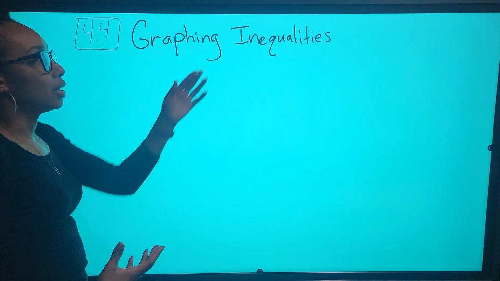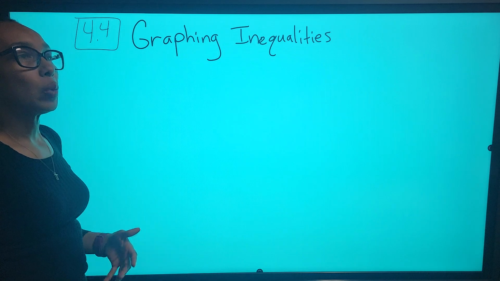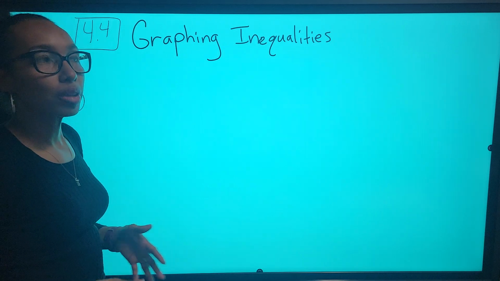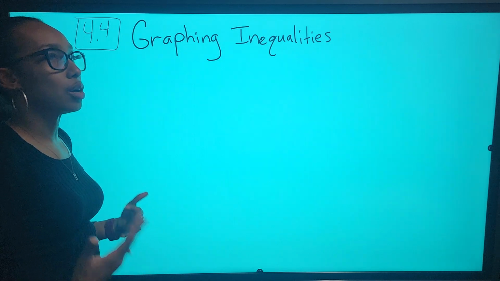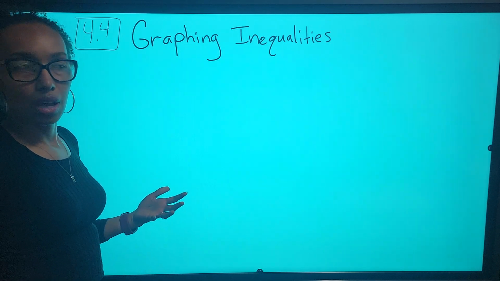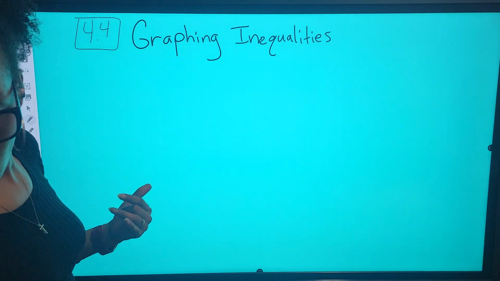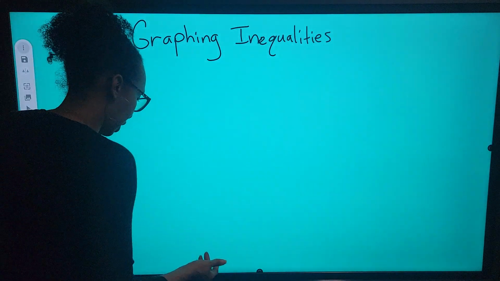So we kind of know what equalities would be. That would be things that are equal to each other. So an inequality sounds like it would be something that's not equal. So if things are not equal, we need to have some other way to express how they relate to each other. So we've done inequalities before in earlier grade levels.